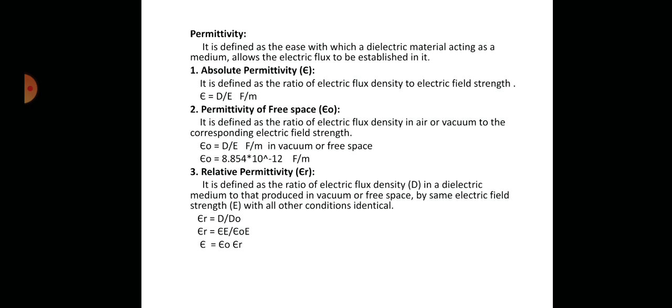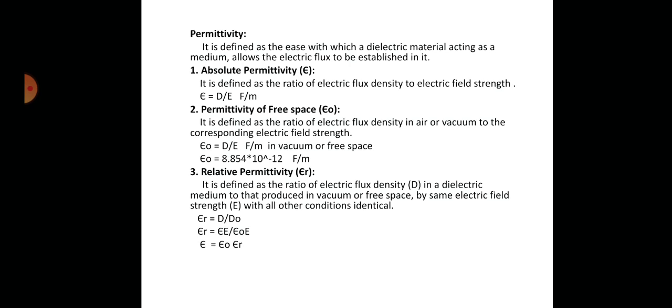Next is permittivity, which is denoted by epsilon. Permittivity is the ease with which a dielectric material acting as a medium allows flux, or I can say it is a property of a material which allows the electric flux to establish in it. Permittivity has three types: absolute permittivity, permittivity of free space, and relative permittivity. Absolute permittivity is the ratio of electric flux density to the electric field strength. So epsilon is D upon E, and the unit is farad per meter.